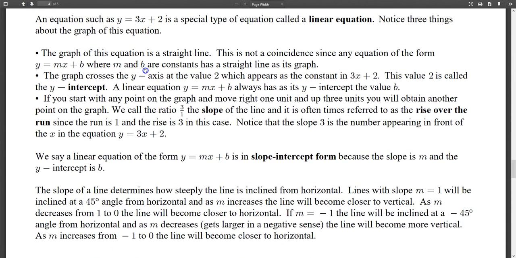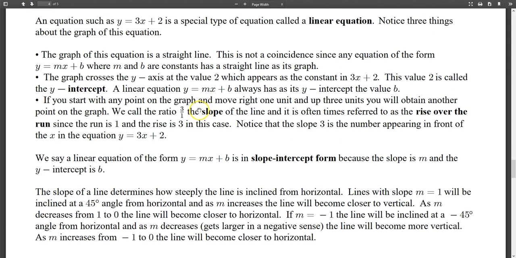And this here is all just mentioning what we've already talked about previously about our y-intercept and the slope of a line. y equals mx plus b is called our slope-intercept form, and this down here is just discussing how vertical a line appears is dependent on that number m right there. So I'll let you read through that.